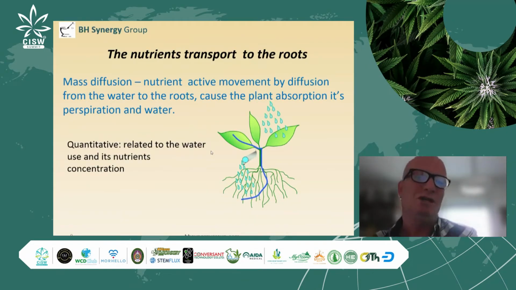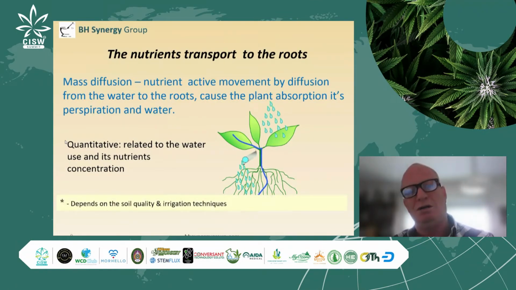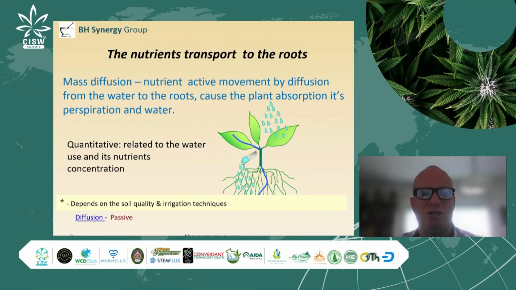The form in which we can give our fertigation of fertilizer: we can give it in a quantitative form related to the water and to the nutrient concentration, or proportional, in ppm in the water, always at the same concentration. We always have to adapt it to the soil quality and the irrigation techniques that we have.